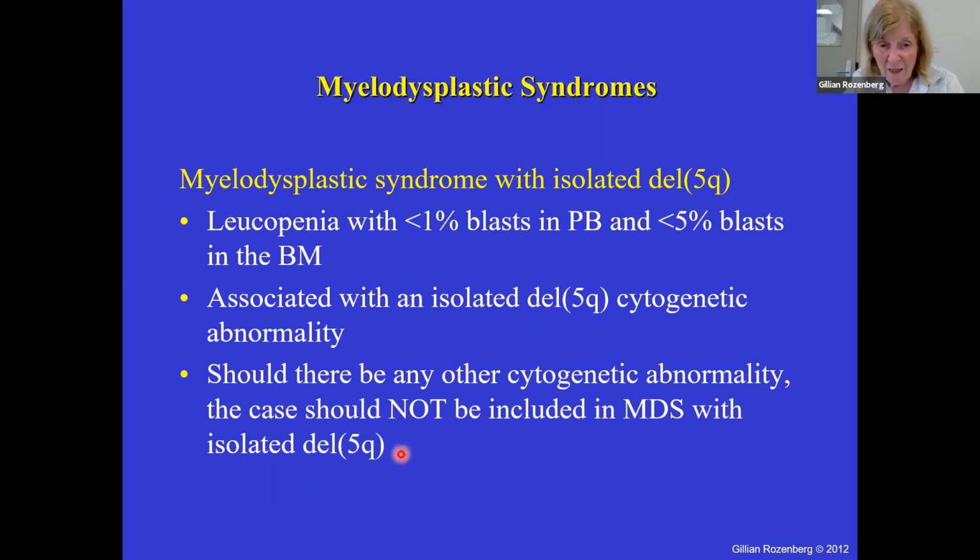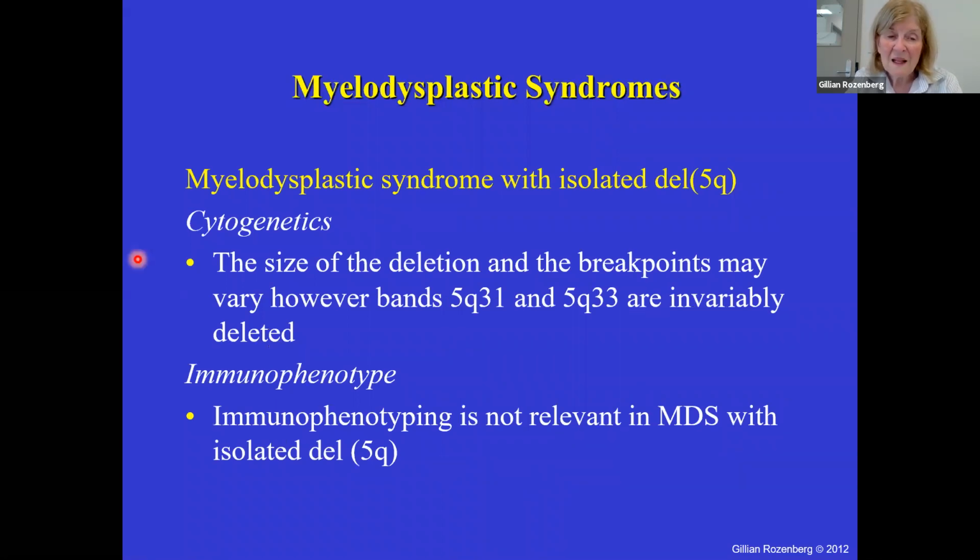So only deletion of 5q. Okay. So minus 5q and deletion of 5q is a completely different syndrome. This is a little bit of extra information that the size of the deletion and the breakpoints may vary according to the particular band. So 5q in position 31 and 5q in position 33 are invariably deleted in the 5q myelodysplastic syndrome.